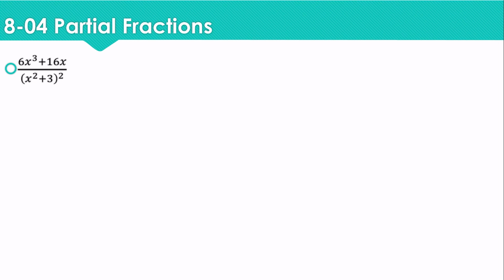Let's try another one. If you notice, the bottom is already factored. It's quadratic because it has the square as x squared, and the square on the outside means that the factor's there twice. So when we write this out, since it's a quadratic factor, the top is like ax plus b, and the bottom is the quadratic factor, but it's repeated. So that would be cx plus d, and when it's repeated, the factor is squared.